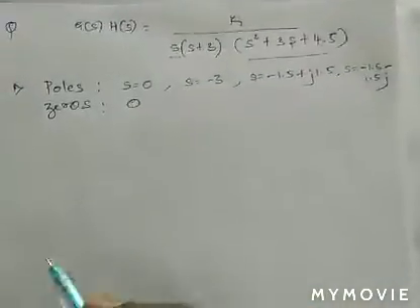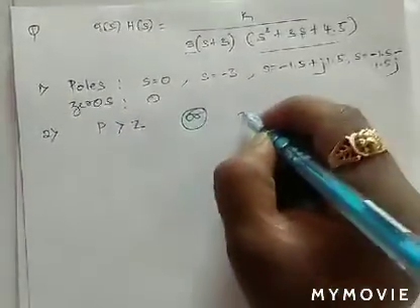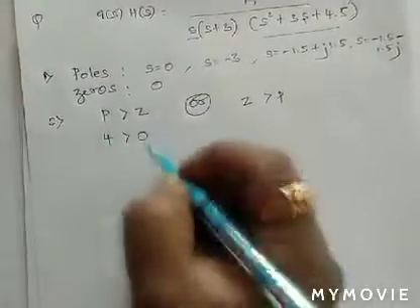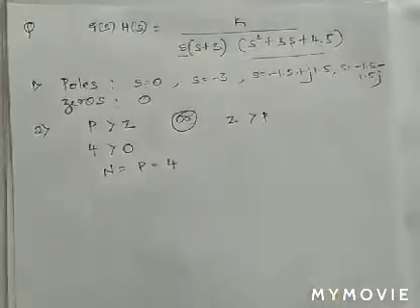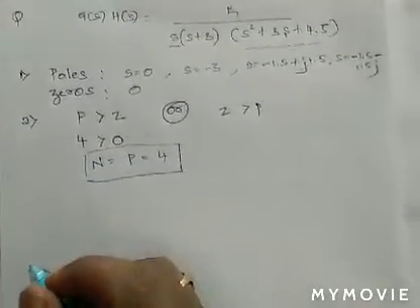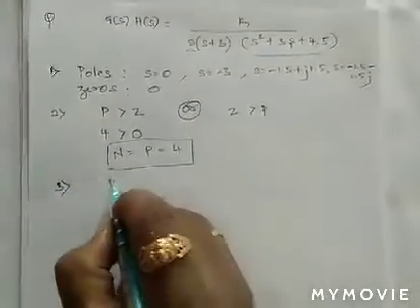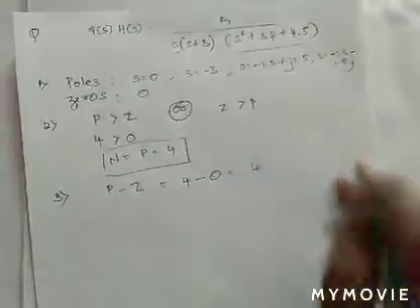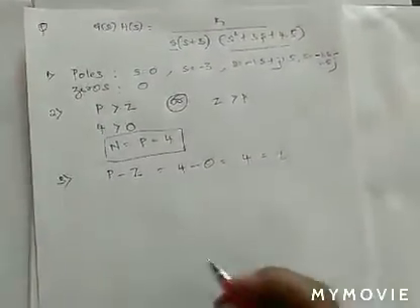Similarly, the second step is whether P is greater than Z or Z is greater than P. Yes, we have 4 poles and there are no zeros. So which one will be greater? That many number, N, is the number of branches. So in the root locus graph you will have 4 branches. The third step is P minus Z. So P is 4 minus 0 equals 4. So this 4 is nothing but Q here.